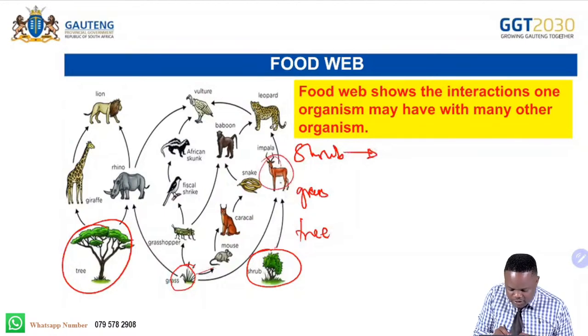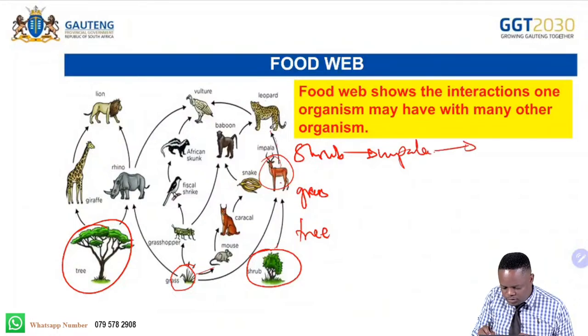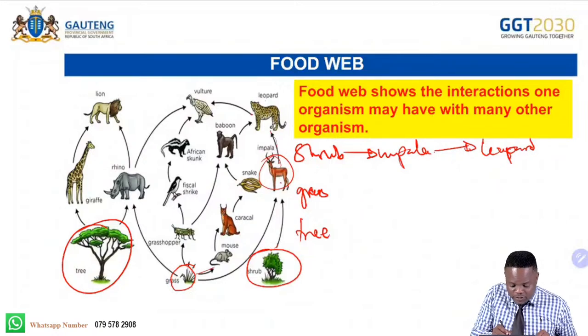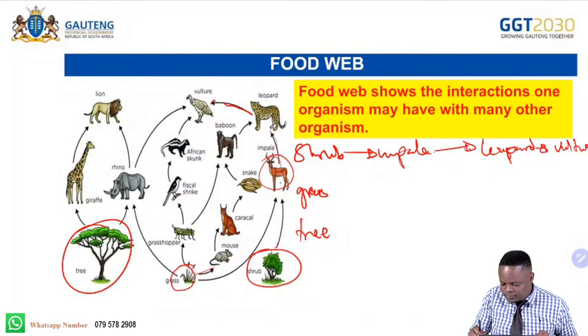It goes to an impala. So you write impala. From an impala, where does its arrow go? It goes to a leopard. You see that? You're just following the arrows as long as they're going away from the organism. And the leopard, where does the arrow go? It goes to a vulture. Then I have a food chain. You see how easy it is?